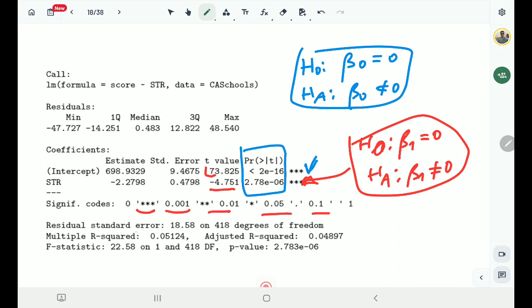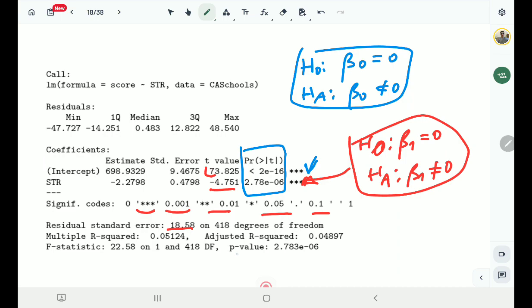Now we have the residual standard error, which is equal to 18.58. Multiple R squared is yet another measure that we are going to talk about. It basically evaluates how well the linear model fits the data, that is, which percentage of the variation of the data is explained by the model. We're going to talk about the other items here.